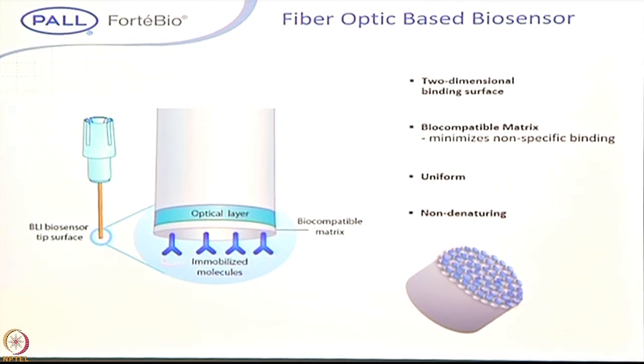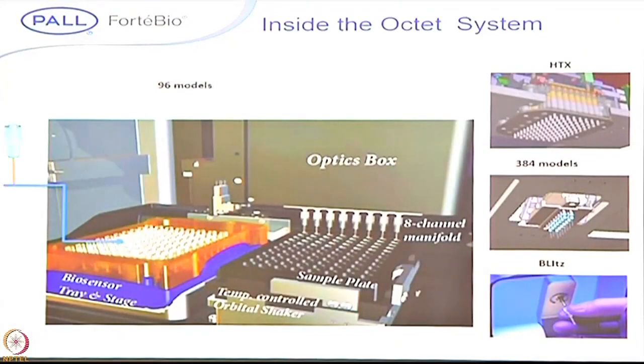The diameter of the optic fiber is only 600 micrometers. You require a very small amount of your sample to immobilize on the sensor surface. If you look at the instrumentation inside the Bio-Layer Interferometry Octet platforms, this is the spectrophotometer here. It is connected with the robotic arm, and these are the sensor trays. This is a 96-well platform. The robotic arm picks up the sensor and dips it into your 96-well platform. For the sample plate, we have an orbital shaker and temperature control.